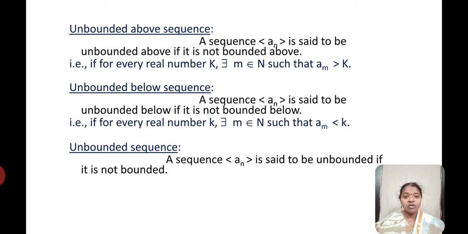The next definition under discussion would be unbounded below sequence. A sequence a_n is said to be unbounded below if it is not bounded below. That is, if for every real number small k, there exists m belonging to N such that a_m is less than small k. So when I combine these two, I can say an unbounded sequence is a sequence which is not bounded.